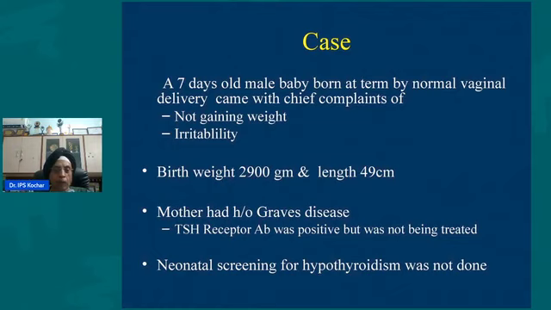Birth weight was 2.9 kgs and length was 49. The mother had a history of Graves' disease, but she never took treatment for it, and she had TSH receptor antibody positive. And the worst part is that nobody did screening for this baby. Neonatal screening for thyroid disease was not done. So at just 7 days he came back with irritability.